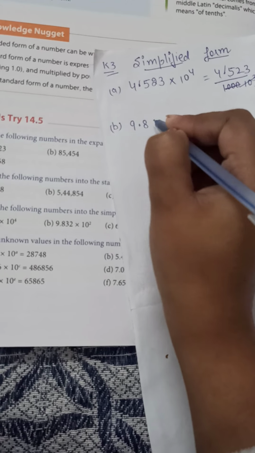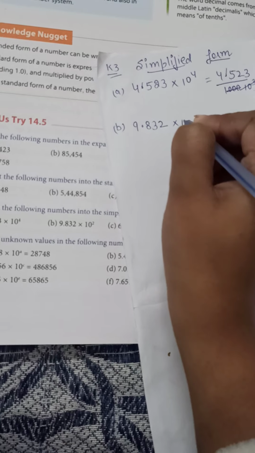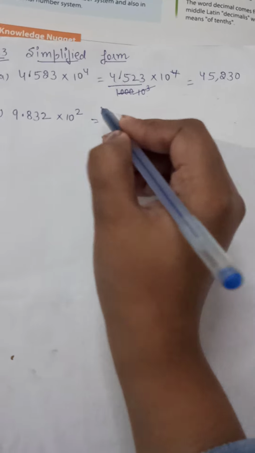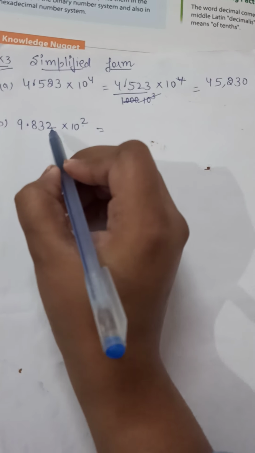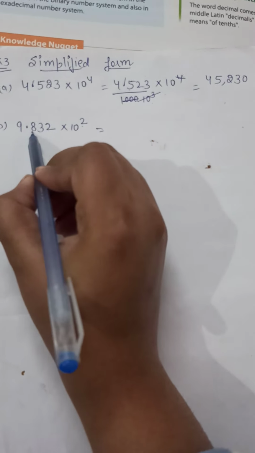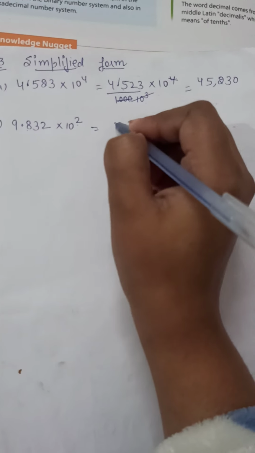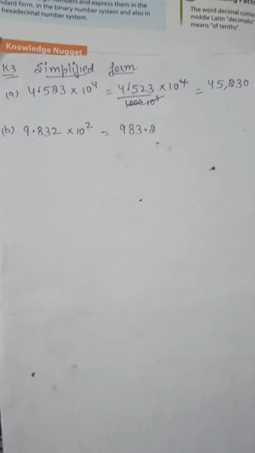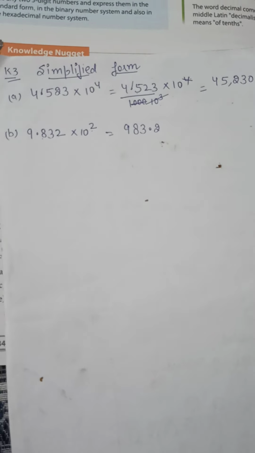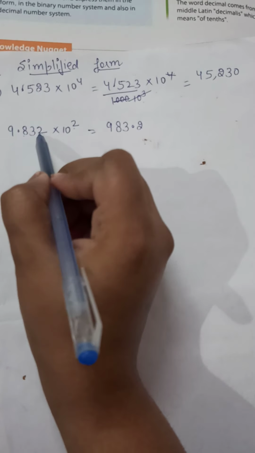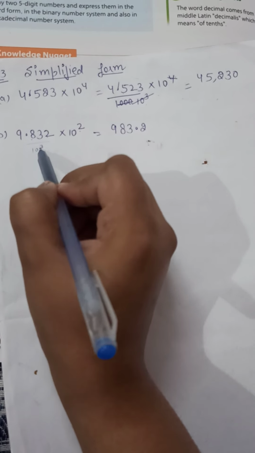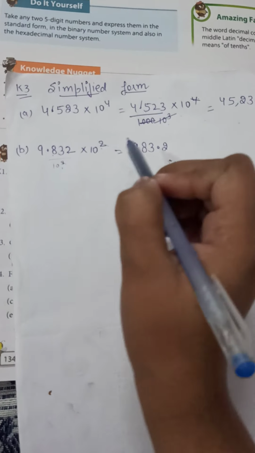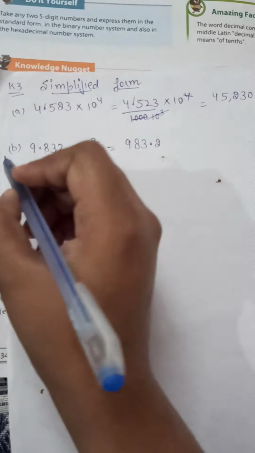Now come to the B part, 9 decimal 832 multiply with 10 to the power 2. See, for this best reason is, how many are given here? 1 2 3, 3 digits after decimal, 3 minus 2 is 1, it means 983 decimal 2. Why? Reason because देखो यहाँ decimal के बाद 1 2 3, so नीचे आपकी 10 to the power 3 आ जाती. This will cut by this, 1 10 left, so it means like this.